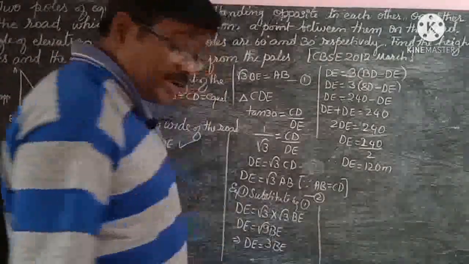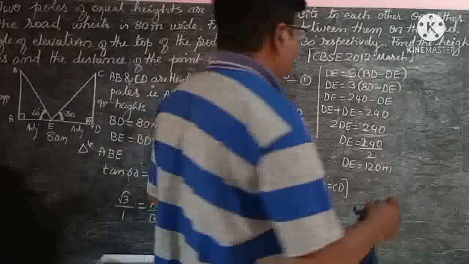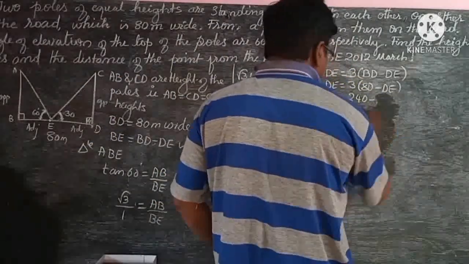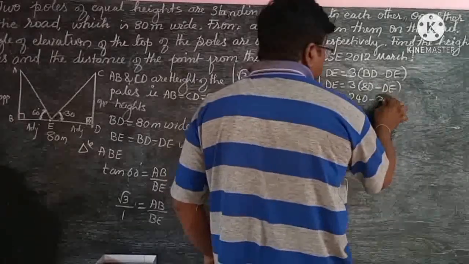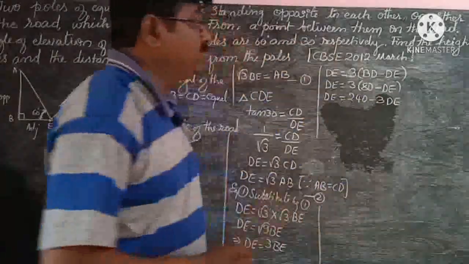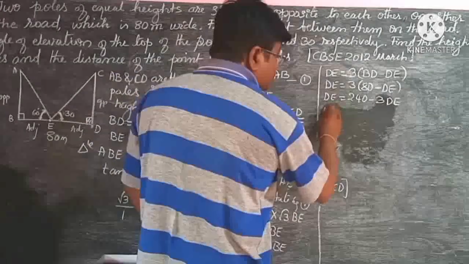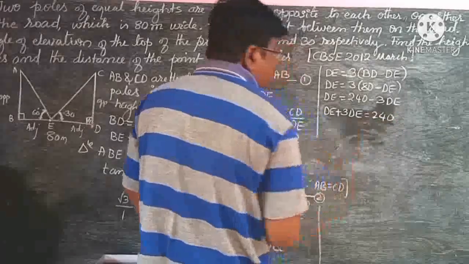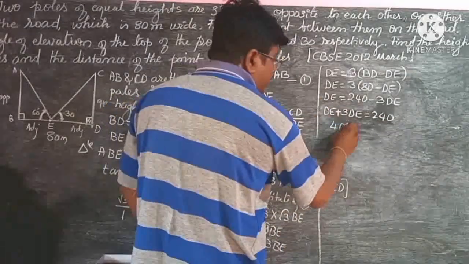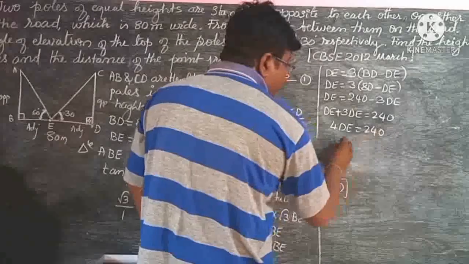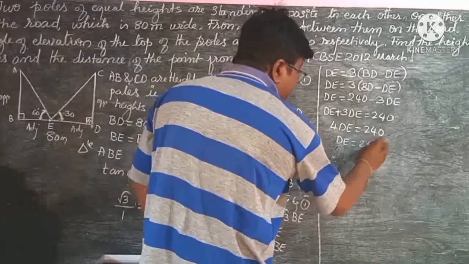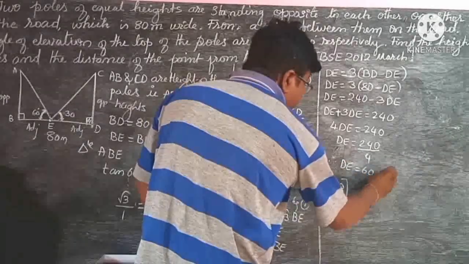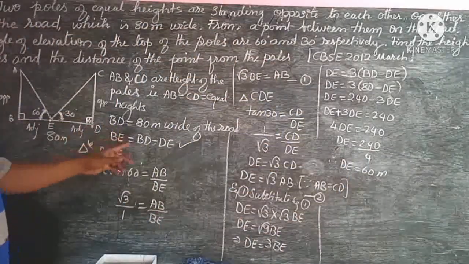Okay, sorry, here we write, after multiplying, 3DE. So you can transpose: DE plus 3DE is equal to 240. 3DE plus 1DE is 4DE. 4DE is equal to 240. Therefore DE is equal to 240 divided by 4, which is 60. DE value is 60.